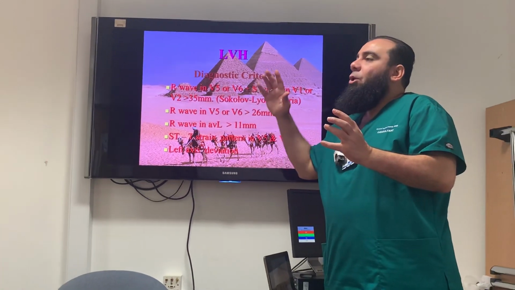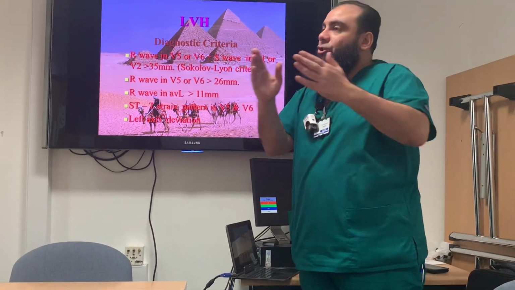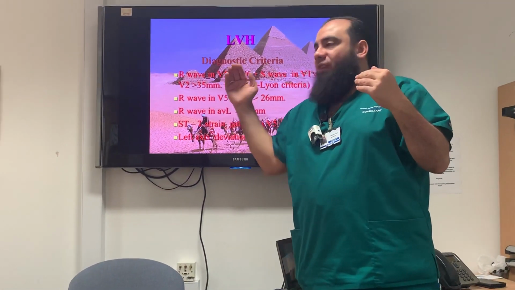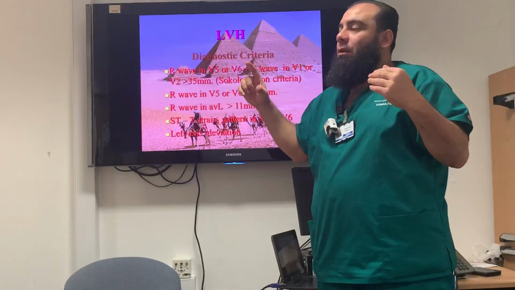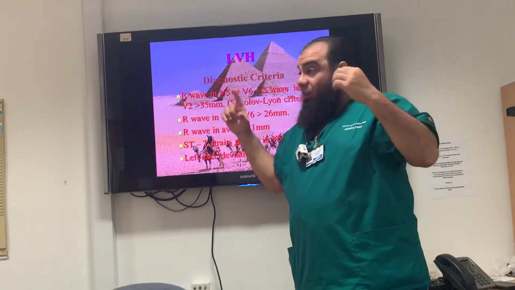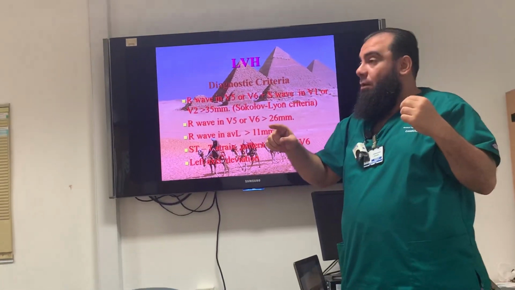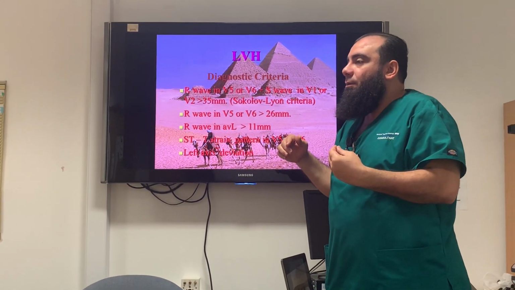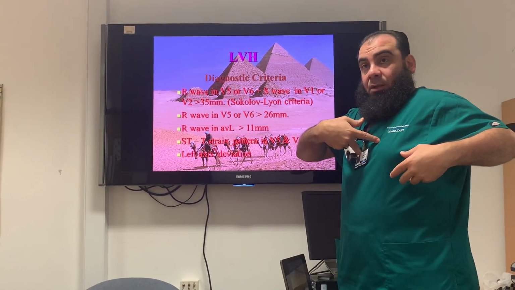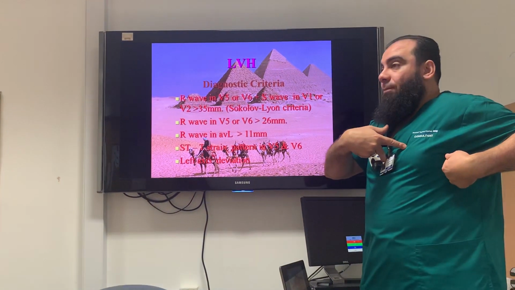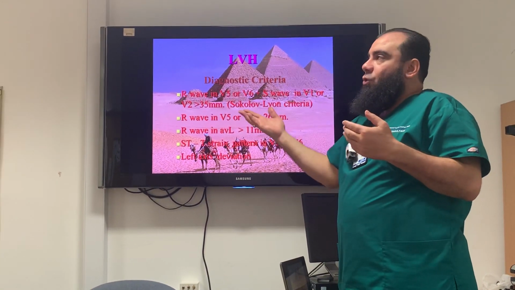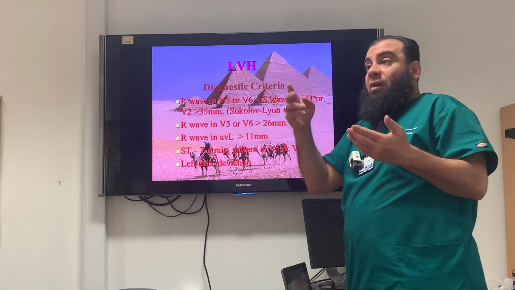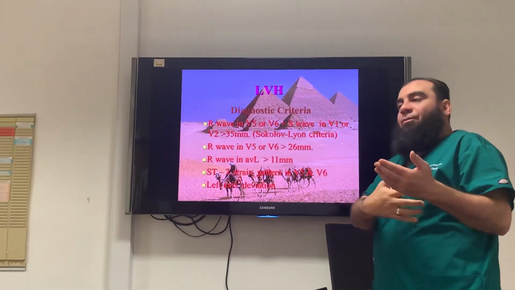The amplitude of the lead represented by this chamber is high. Okay. So if we look at V5 and V6, what wave represents the left ventricle? The R wave. And in V1 and V2, what wave represents the left ventricle? The S wave, the negative one. So V1 and V2 negative waves represent the left ventricle. V5 and V6, the positive one, the R wave, represents the left ventricle.